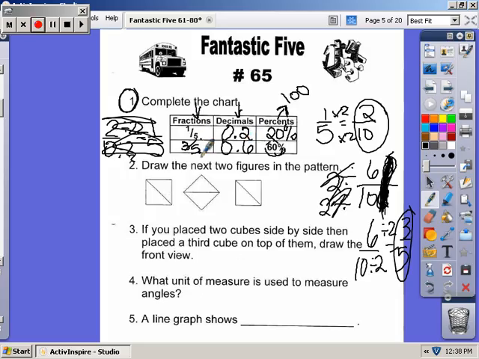What fraction will be in between these two fractions right here? 2/5. Very good. What decimal would be in between these two decimals? 0.4. 4/10. Y'all are good. You're seeing the relationship and patterns in numbers. That's good.